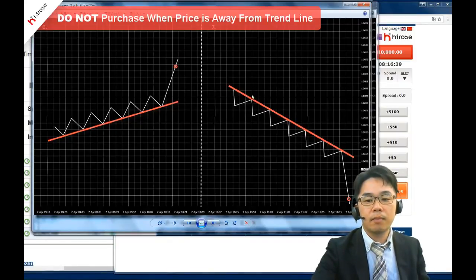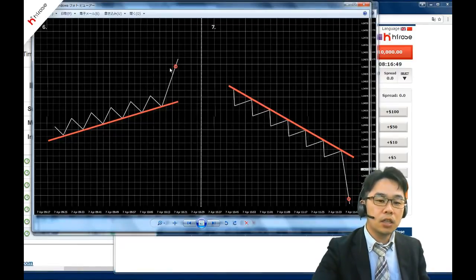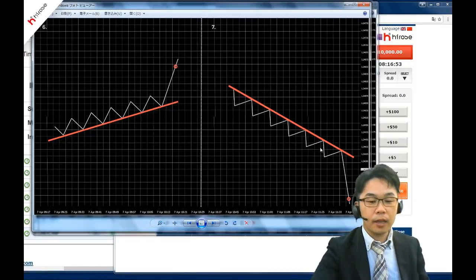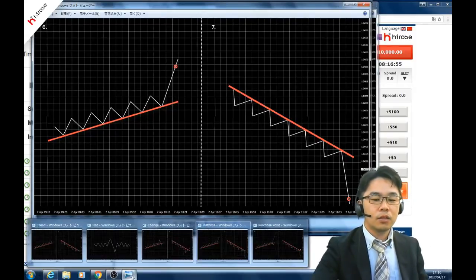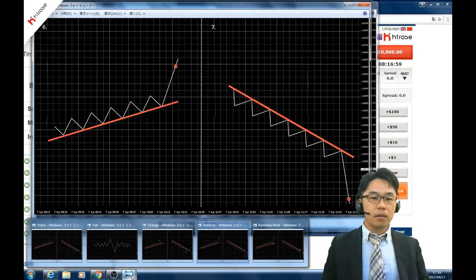And the same can be said for here. It might go even down, or it might come back closer to the trend line. So at this point, I do not make any purchase. Okay. So we talked about when not to make a purchase.